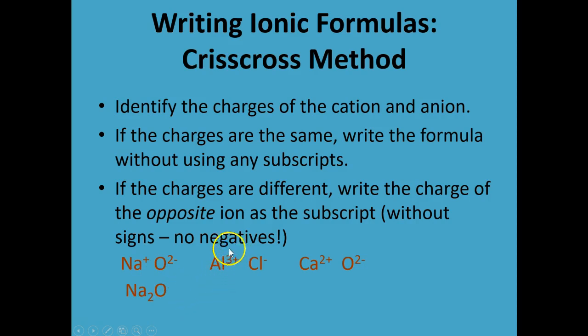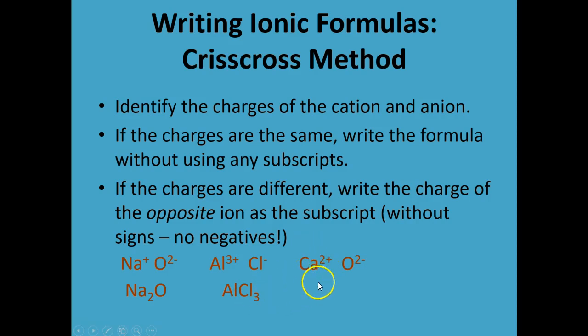So let's think about this one then. If aluminum is +3 and chloride is -1, what do you think the formula there is going to be? You can think about that for a second. Well, it's going to be AlCl3, because again, the charges are not equal in magnitude, so it's not going to just be AlCl. The 3, the charge on the aluminum, is going to become the subscript for the chlorine. The 1, the charge on the chloride, is going to become the subscript for the aluminum. It's AlCl3.